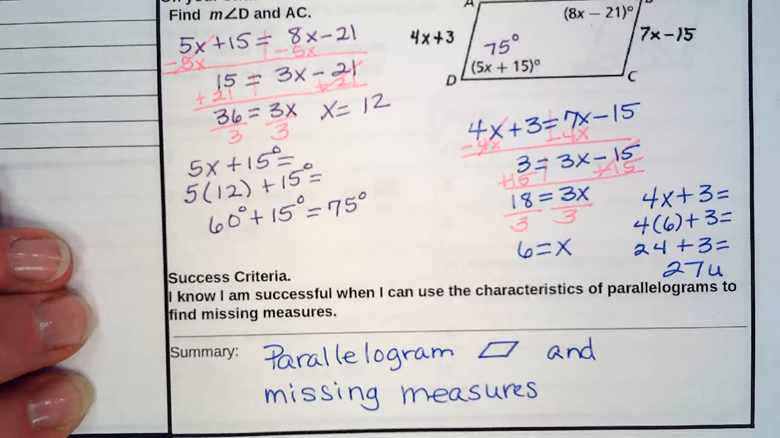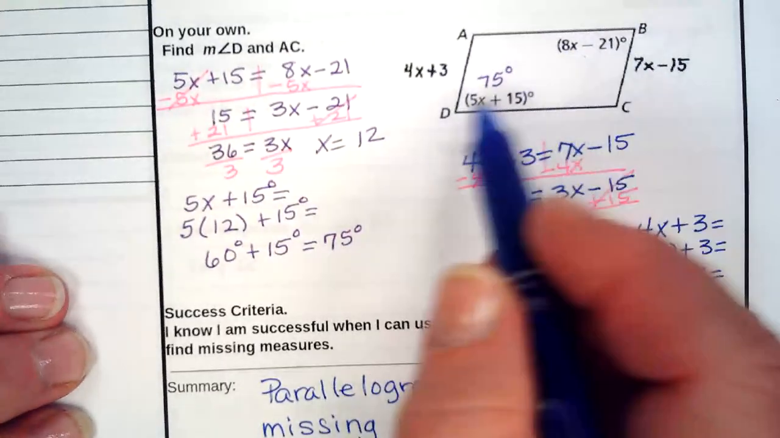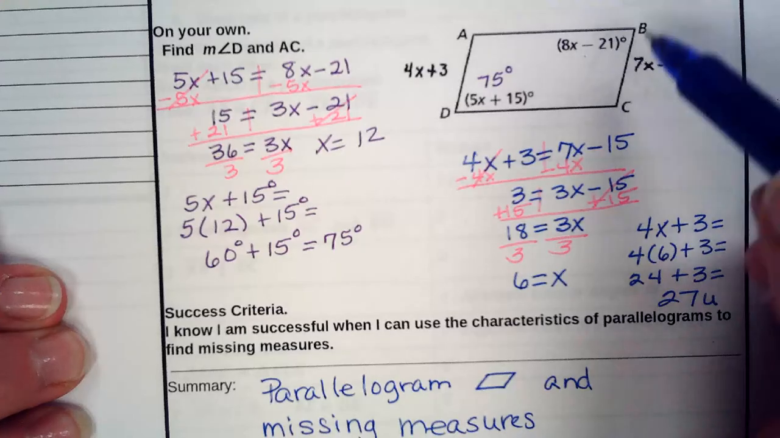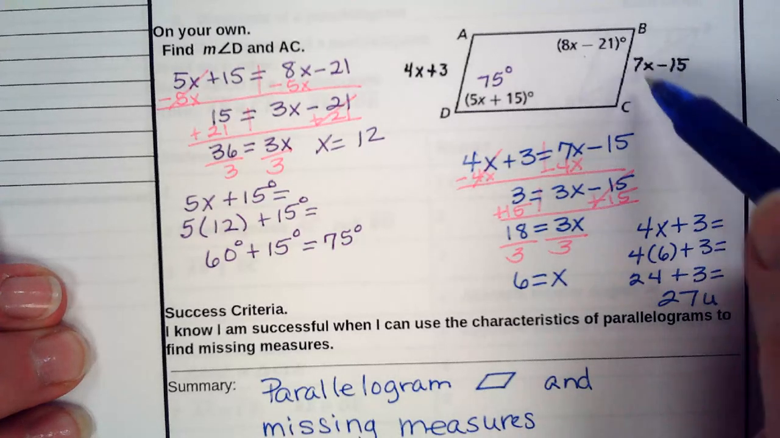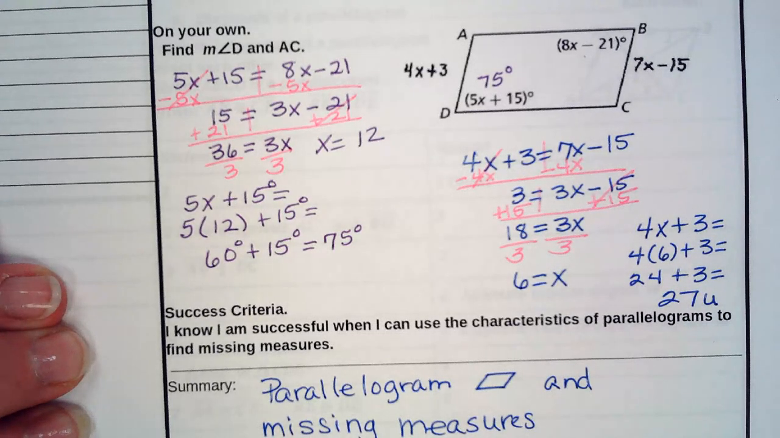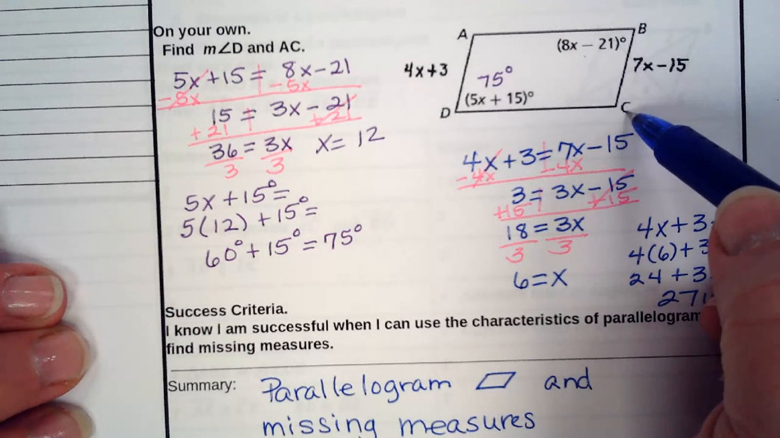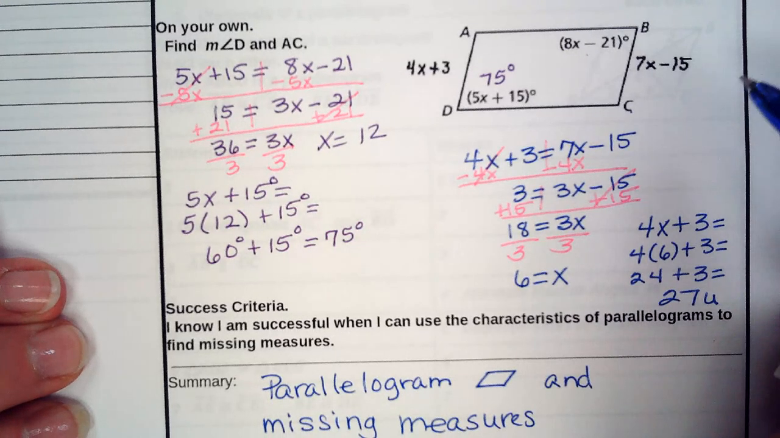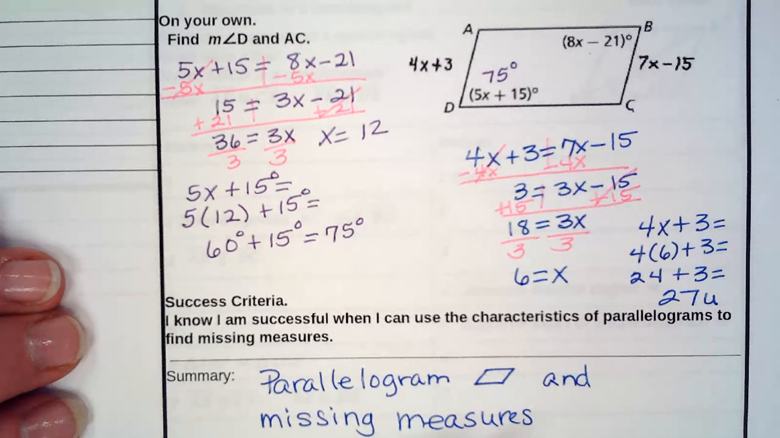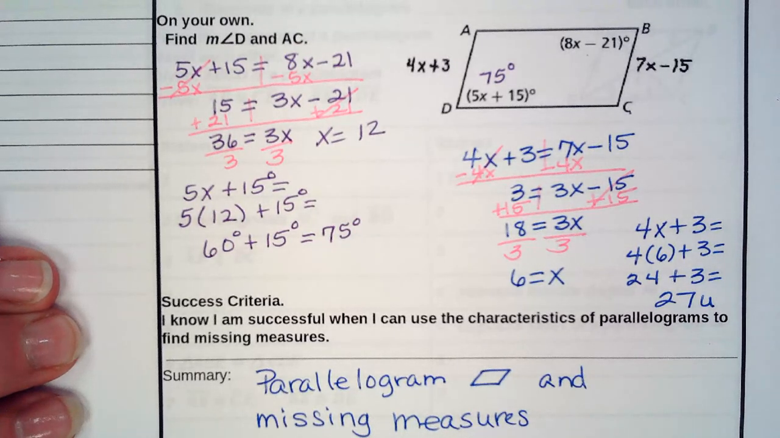Okay, I want you to think again. We've got these two parallel lines. If we're looking at alternate interior angles, we know that those are congruent. What about same side interior angles? What do I know about angle B and angle C? They are supplementary. So that is what we will be discussing next time.